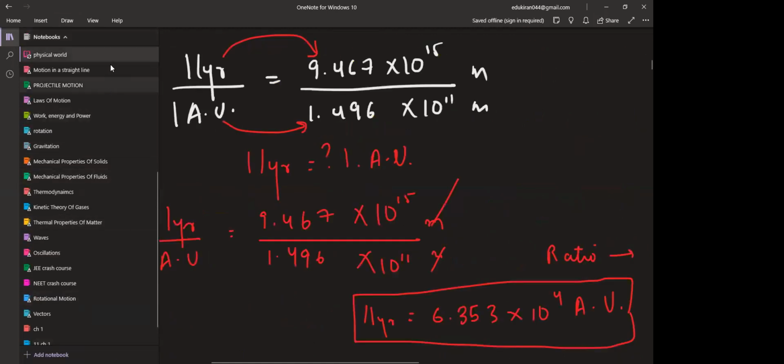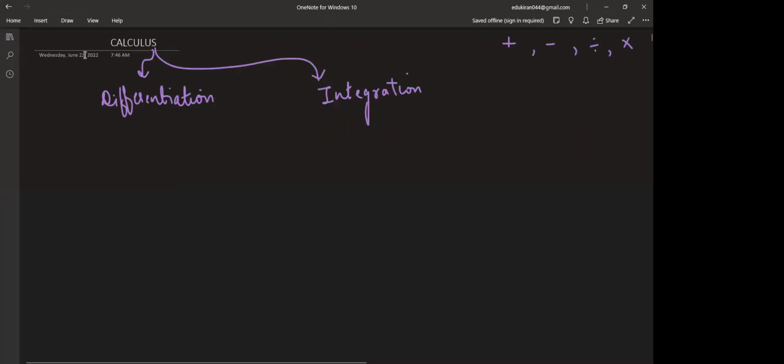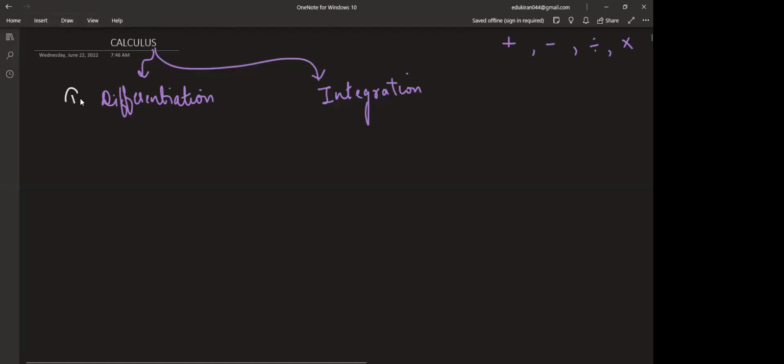So we were on motion in a straight line. These two topics will be needed. I'll be starting first with differentiation only, then I'll go to integration. These are topics like the way algebra is necessary. If I say 3x plus 2x is equal to 5x, you add it. But to solve some quantities which are very, very small, so small that they cannot be added, if you add them you will always get your answer as 0, and if you subtract them you will also always get 0.